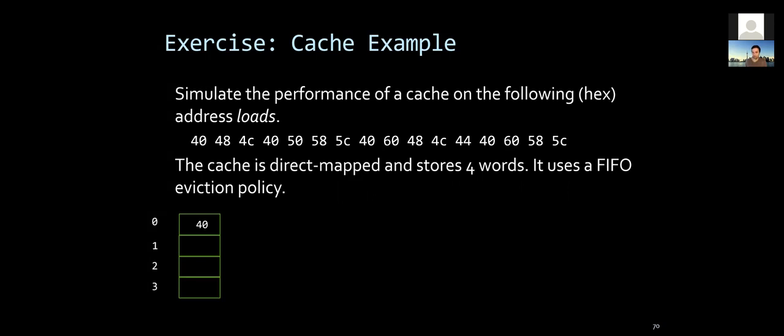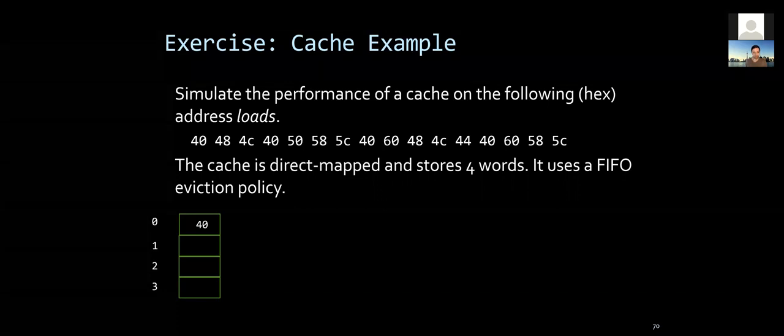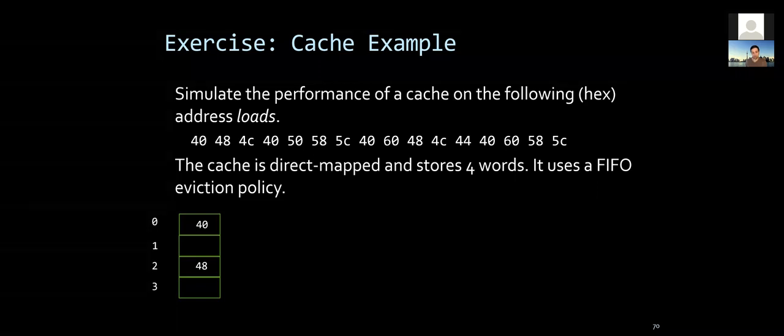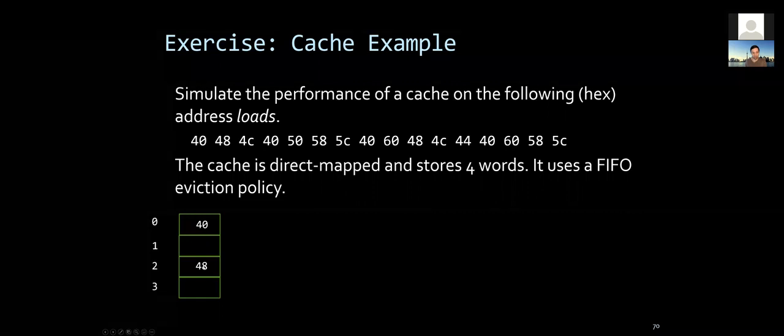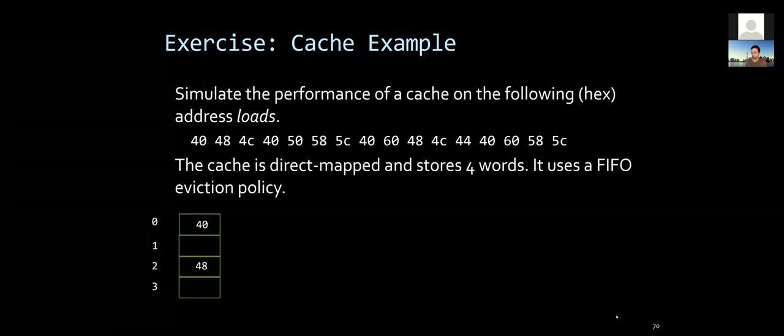Okay, so then we get 48. If you look at address 48, you convert it into binary, do the math that we discovered, you're going to find that it needs to map to this block. Essentially, if you end with 0, you go to the first block. If you end with 4, you go to the second block. If you end with 8, you go to the third block. If you end with C in hexadecimal, you go to the fourth block, okay? Is this clear to everyone?